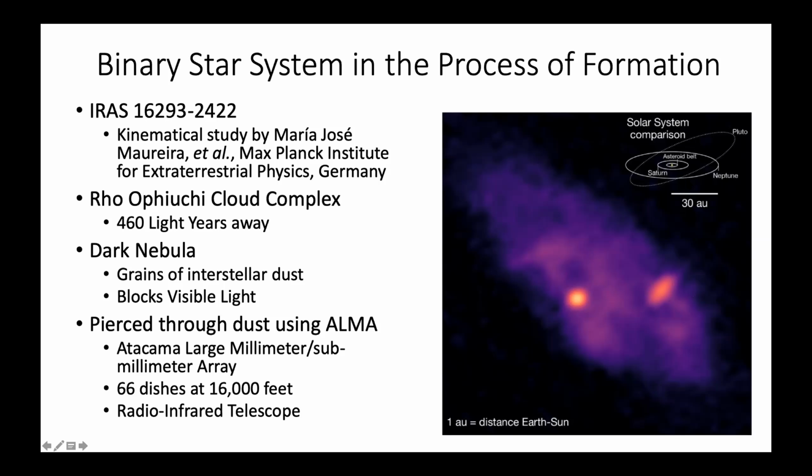Here is a diagram on the upper right of our solar system, so you can get an idea of the scale. Basically, these two objects are roughly the separation of Pluto. Here it's the ALMA telescope, 66 dishes, 16,000 feet. These are sort of dark nebulae, and this one is 460 light years away.